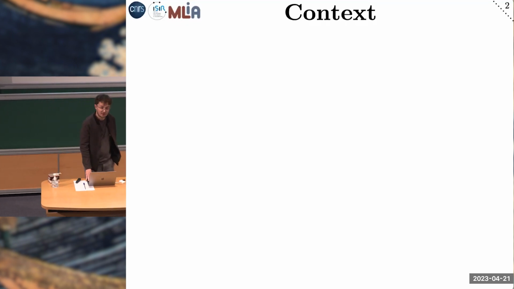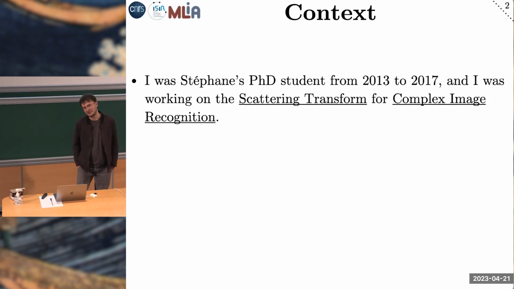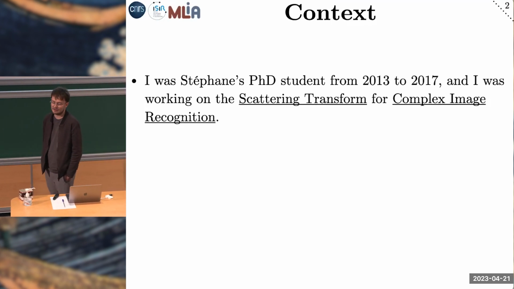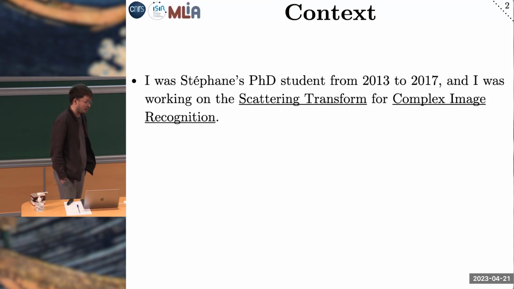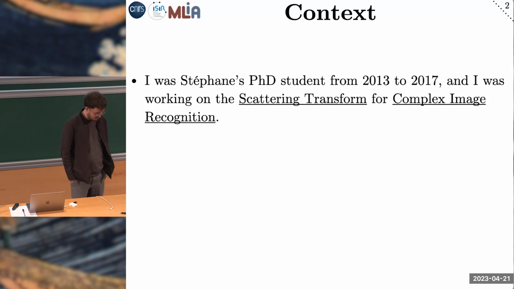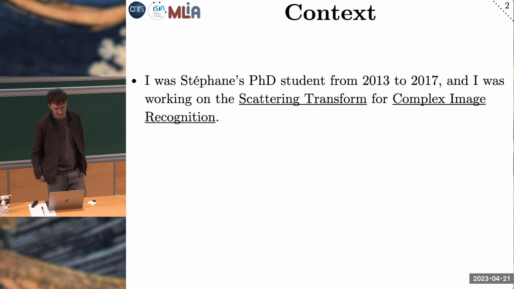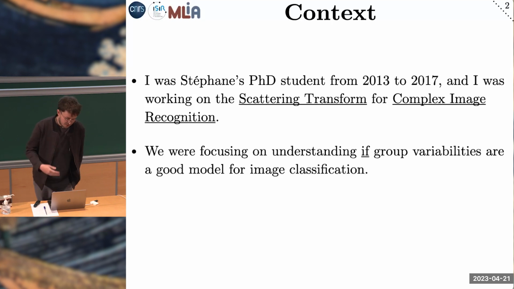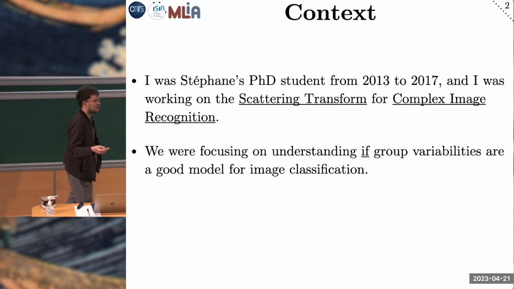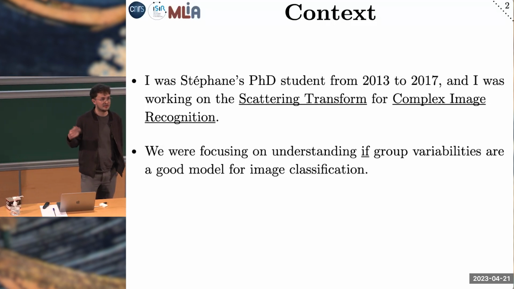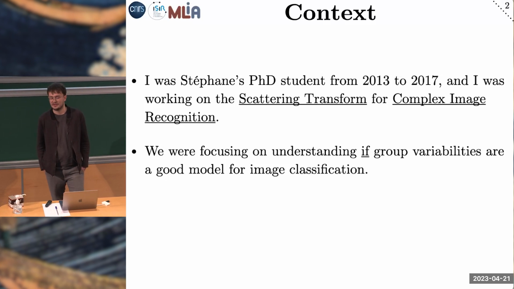like to mention today. I was one of Stefan's PhD students from 2013 to 2017, and I was working on image classification. And of course, as most of Stefan's PhD students now, I was working with the scattering transform. Our goal was to focus on understanding if group variabilities, which means here geometry, geometrical arguments, and this kind of elements, were a good model for image classification.